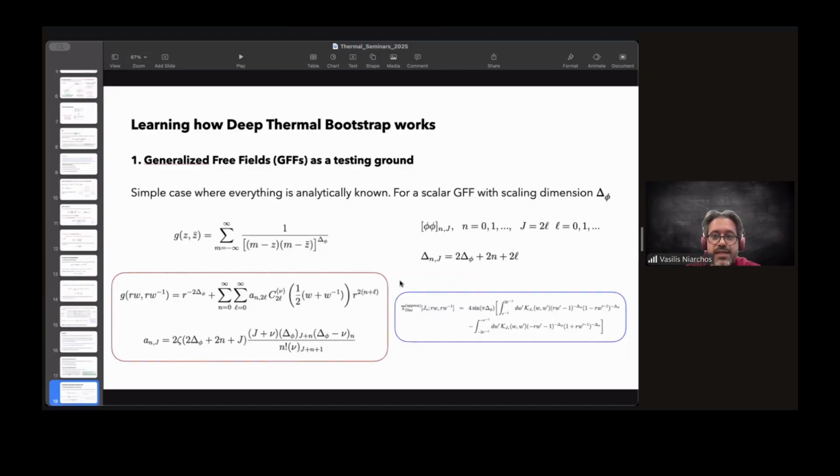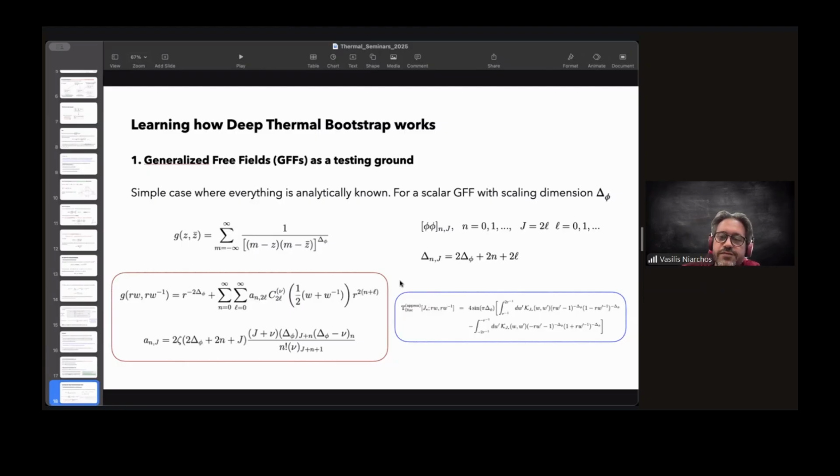So let's apply this in several examples, and I will finish in 15 minutes to see exactly how this works and where it becomes difficult. Okay, so let me start with generalized free fields as a testing ground. This is a simple case where everything is analytically known.